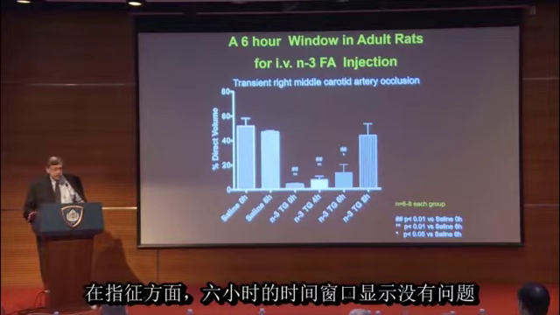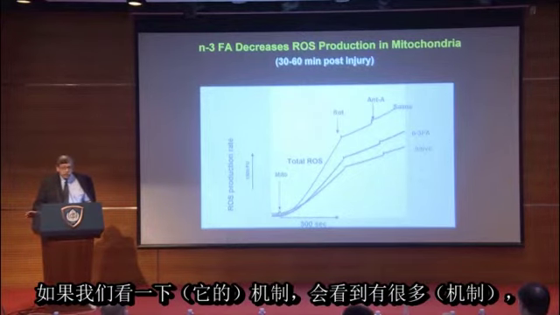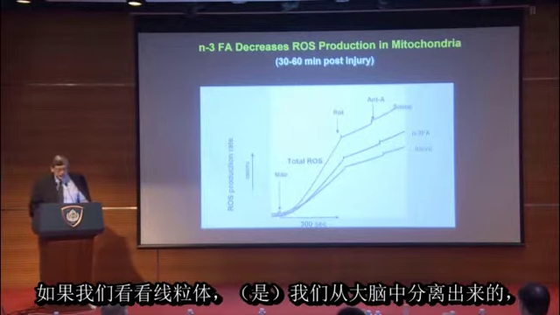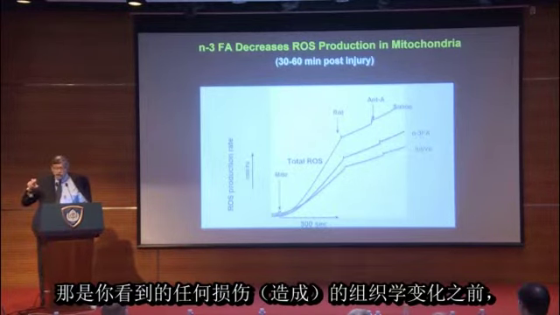There are no agents that have a 6-hour window in terms of indication. And if we start to look at a mechanism, we looked at quite a few, I'm only going to show you a couple of slides. If we look at mitochondria that we isolate from the brain, 30 to 60 minutes after the injury, that's before you see any histological changes of injury.